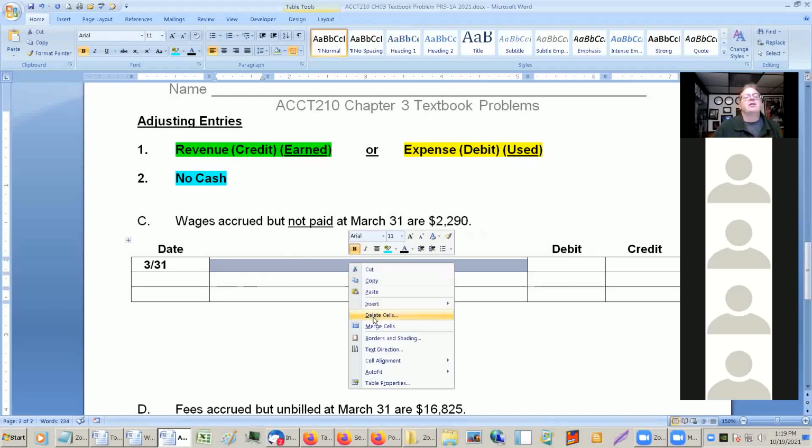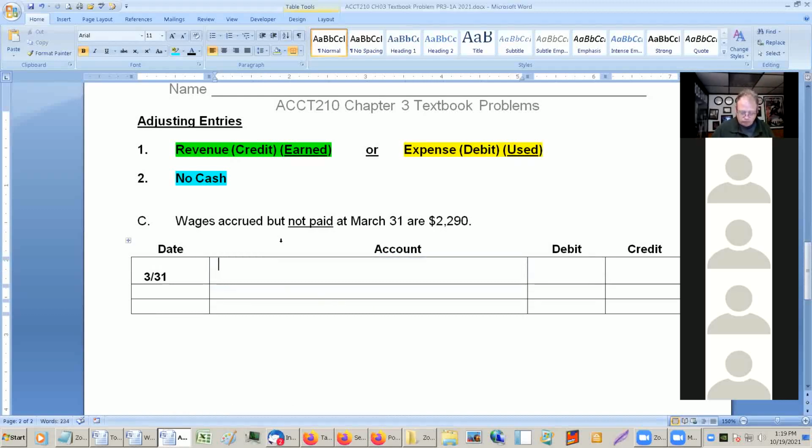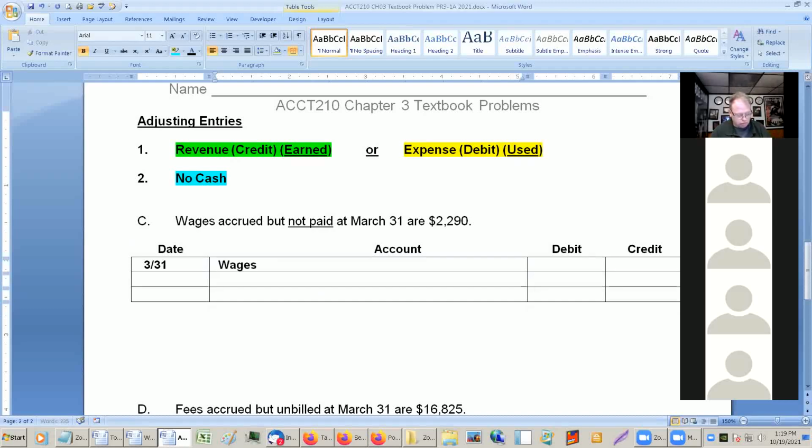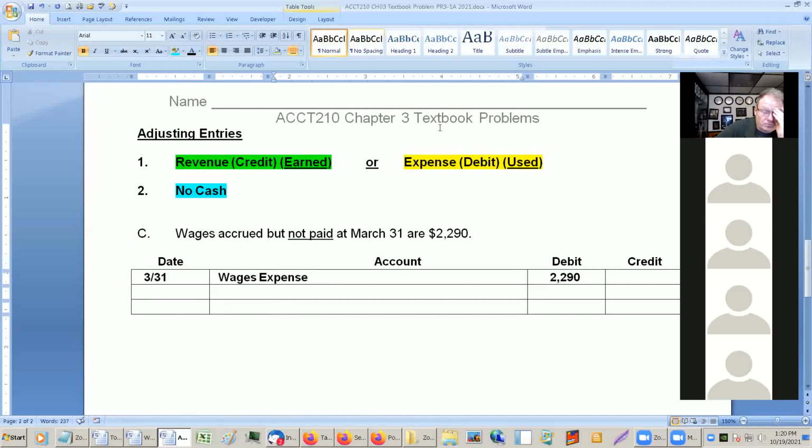I'm going to merge these. And the nice thing about expenses, they're always, what do we owe? 2,290. And what is it when you owe somebody? What kind of account? Liability? It's going to be liability.